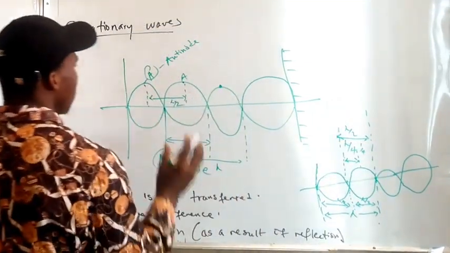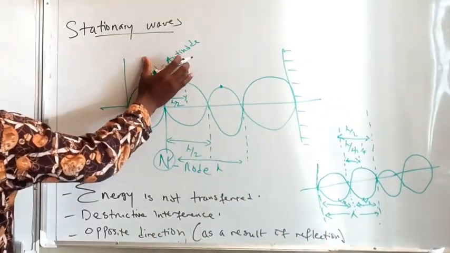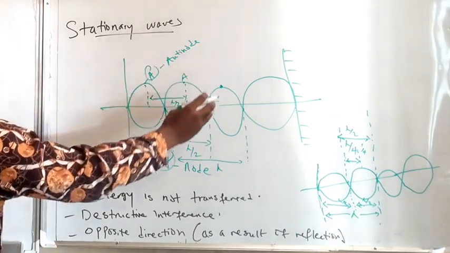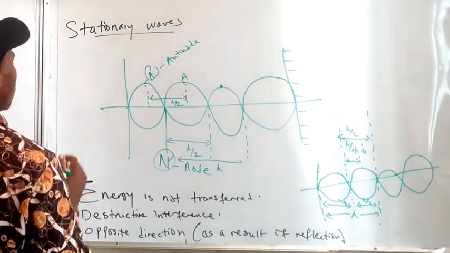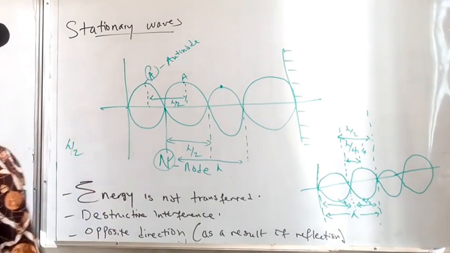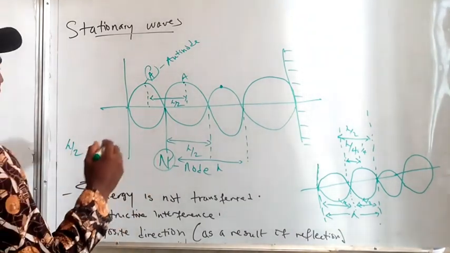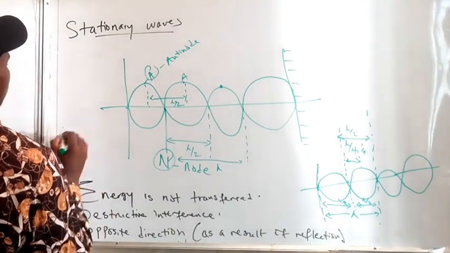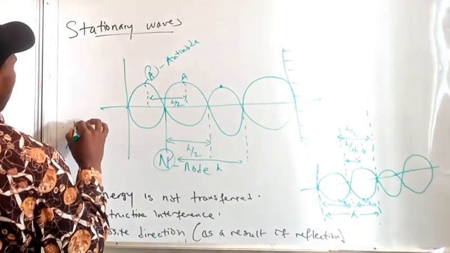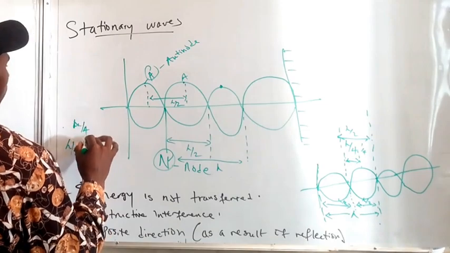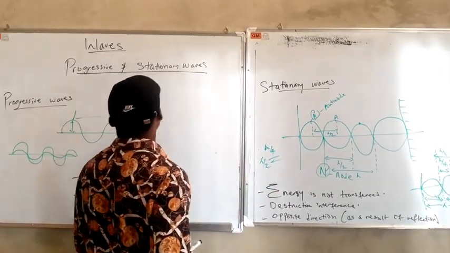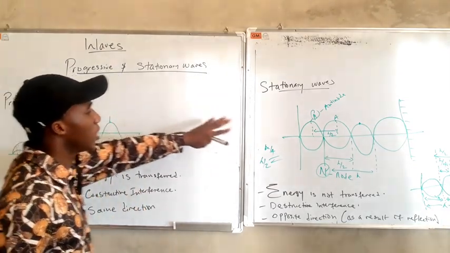So we can say the distance between two consecutive antinodes or two consecutive nodes is equal to half wavelength, while the distance between a consecutive node and antinode is equal to a quarter wavelength. So that is it about progressive and stationary waves.